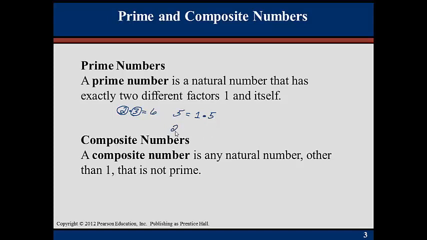Another prime number would be 23. 1 times 23 is the only way that we can get 23 using multiplication. A number like 8 is not prime because we can get it by doing 2 times 4.